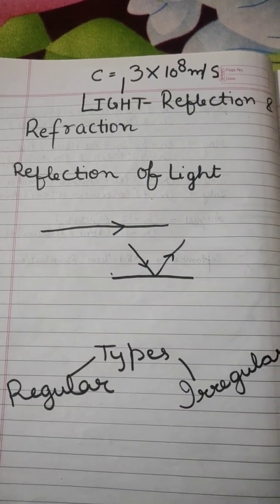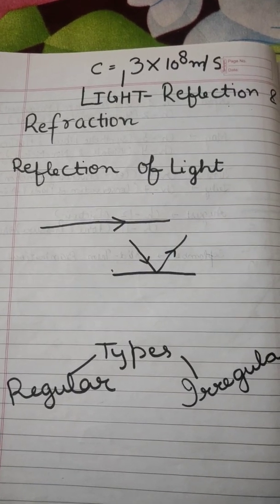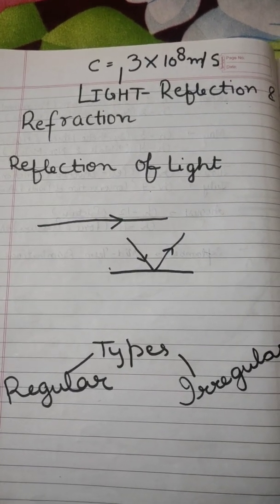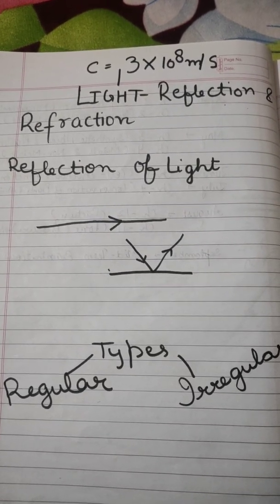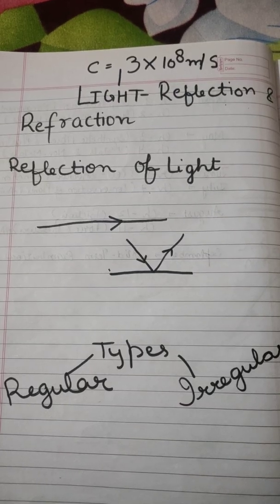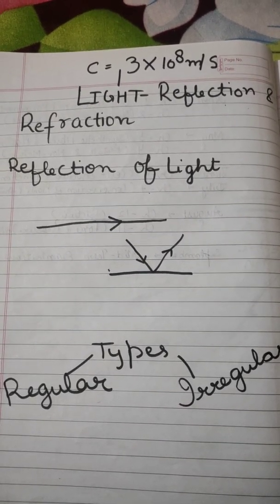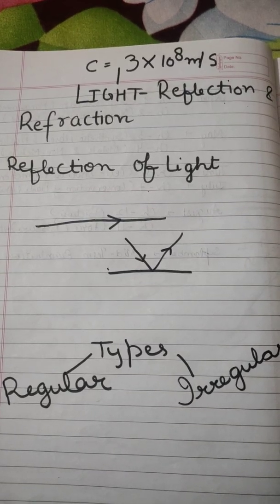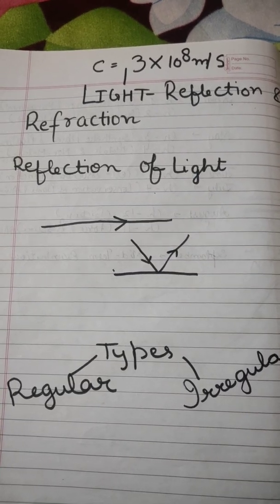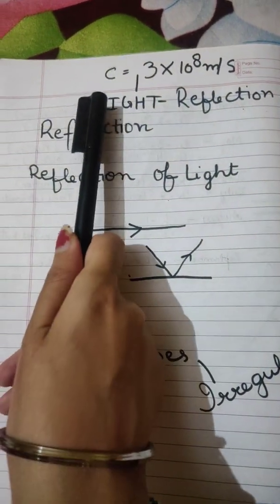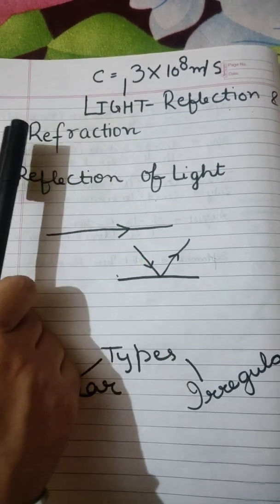Another fact to know is that the speed with which light travels is a constant and can be measured, and we give this value as 3 into 10 raised to power 8 meter per second. So what is the speed of light? The velocity of light is 3 into 10 raised to power 8 meter per second, and we denote this speed of light by a small c, as you can see right here I've done. So this is the speed of light, 3 into 10 raised to power 8 meter per second.